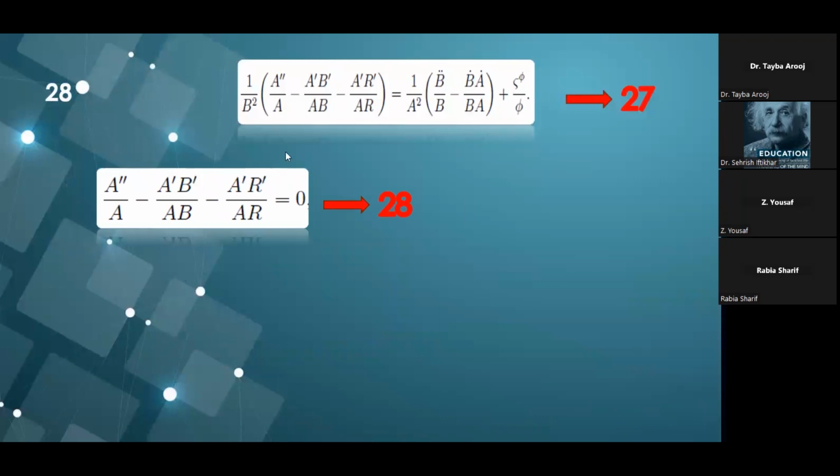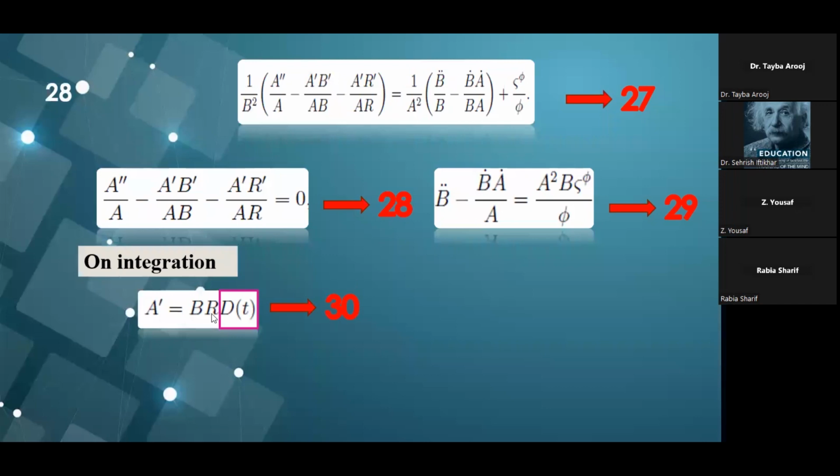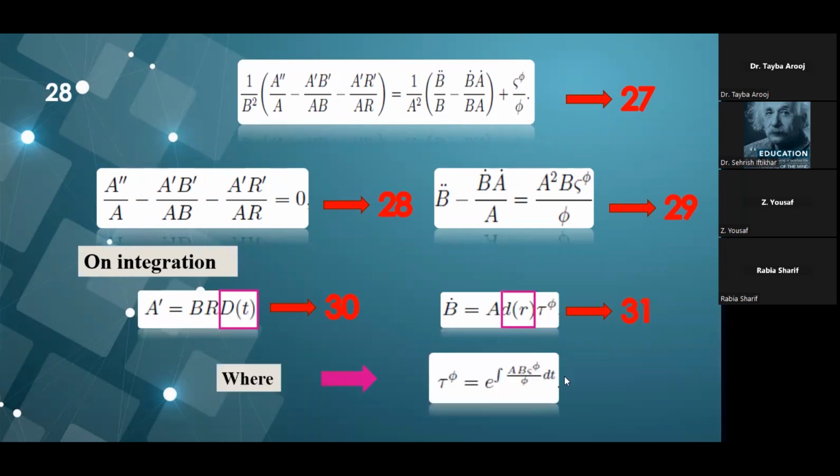So under this condition, we have these two equations, which give this one, where a prime is equal to br d of t, or b dot is equal to a into small dr of d of r theta phi, where we have this equation. Okay.